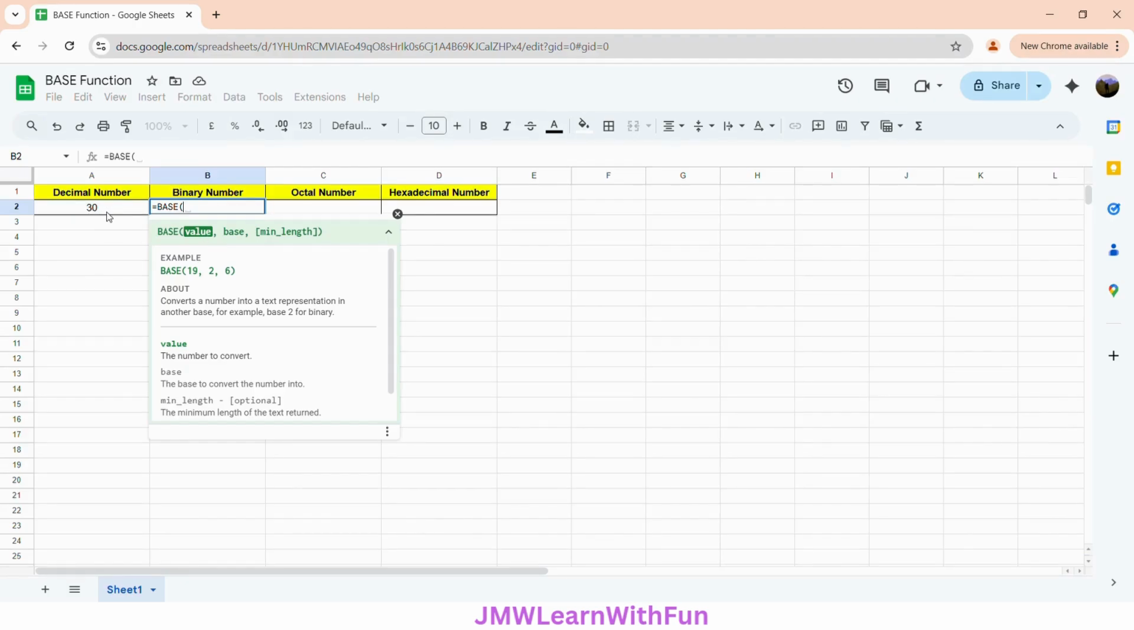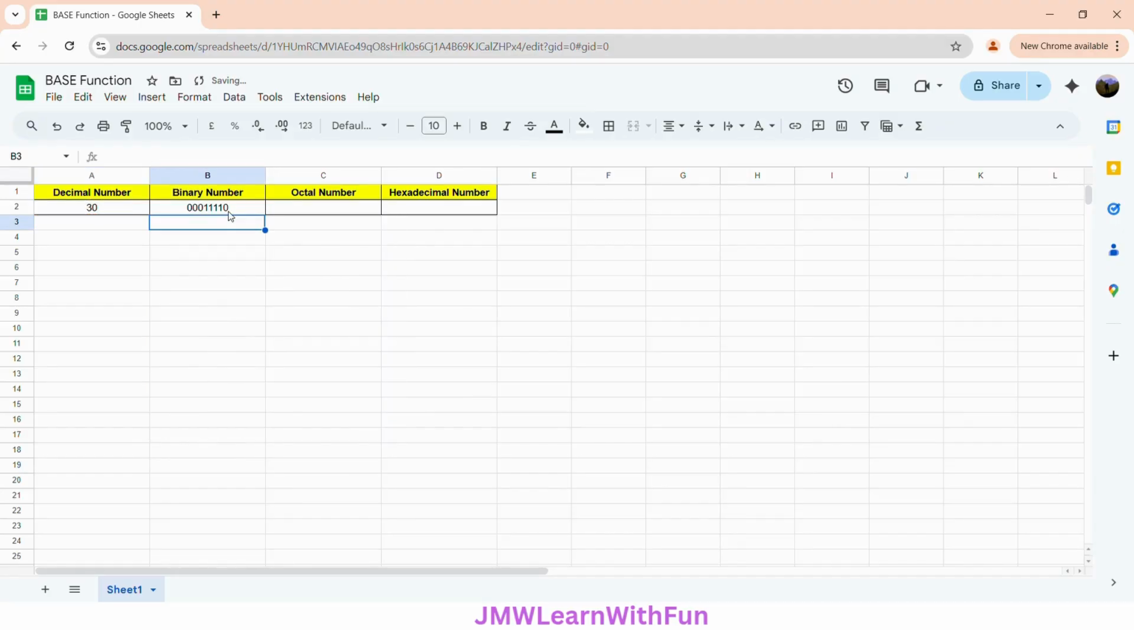we will write A2, comma, base. Since we want a binary number equivalent, and the base for binary number is 2, we will write 2, comma, optional min length, we want 8 bits, so we will write 8. Let's close the bracket for the base function. We see that we get the binary number equivalent of the decimal number, 30.